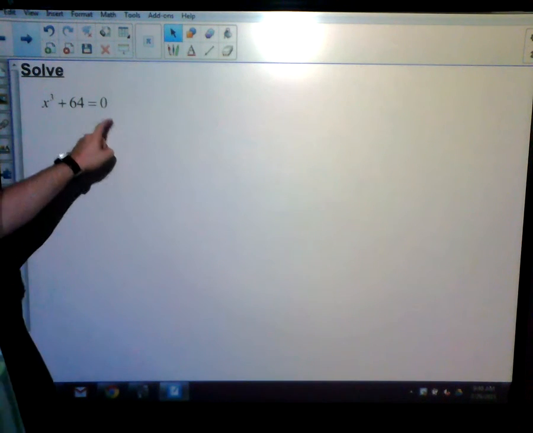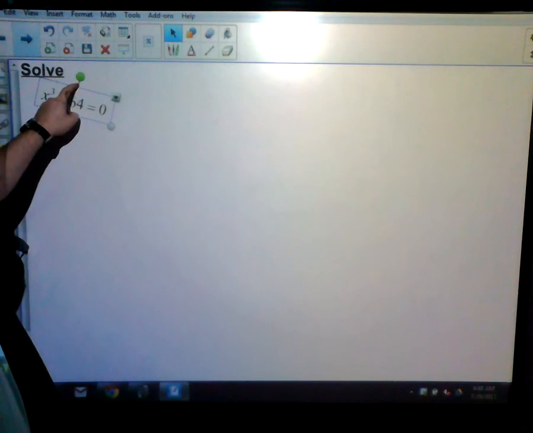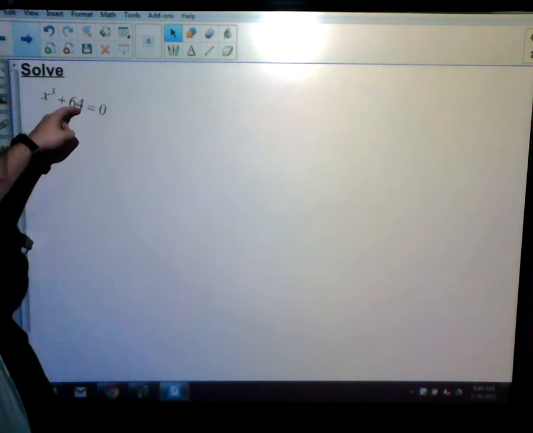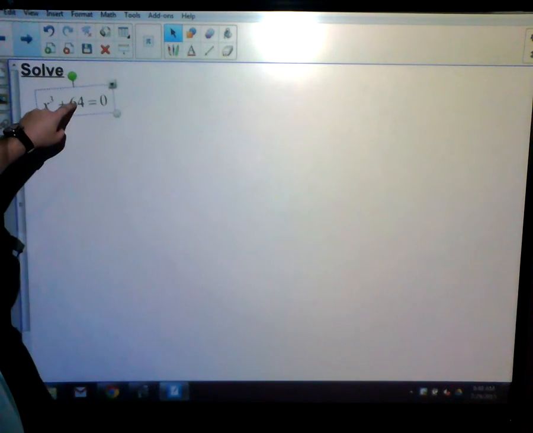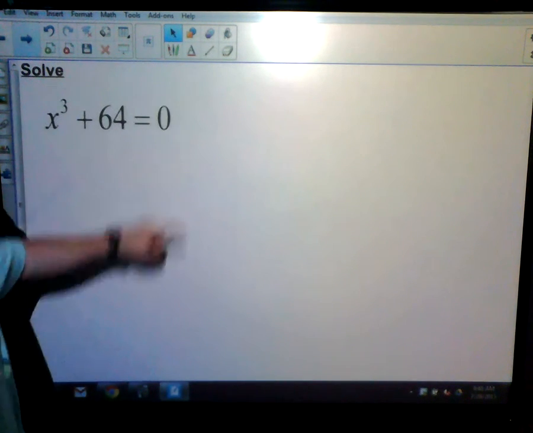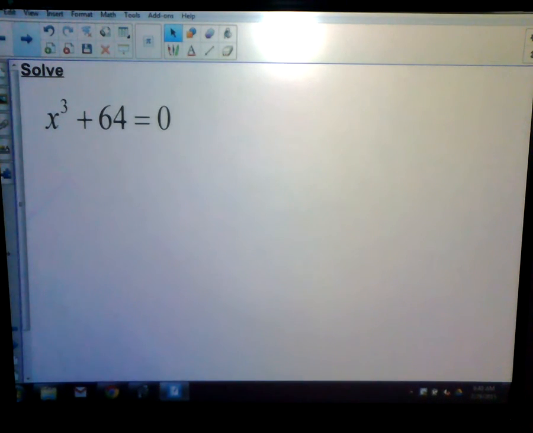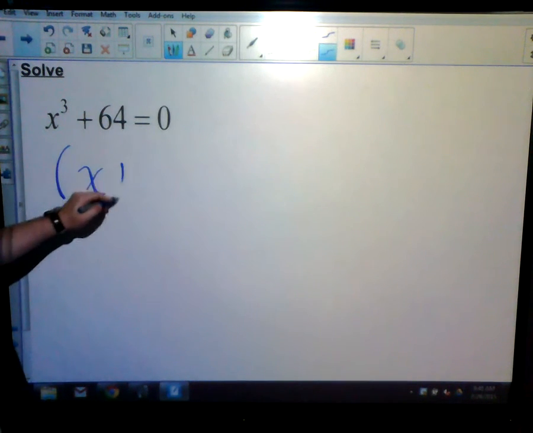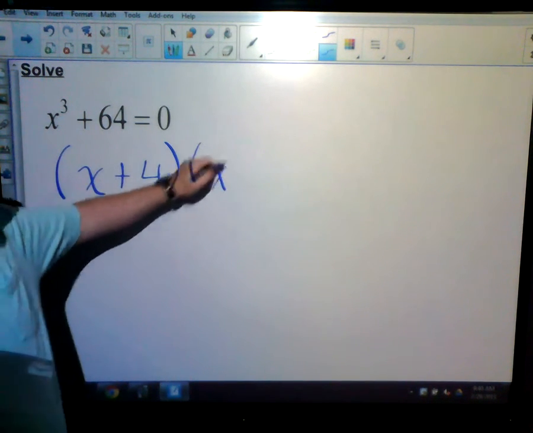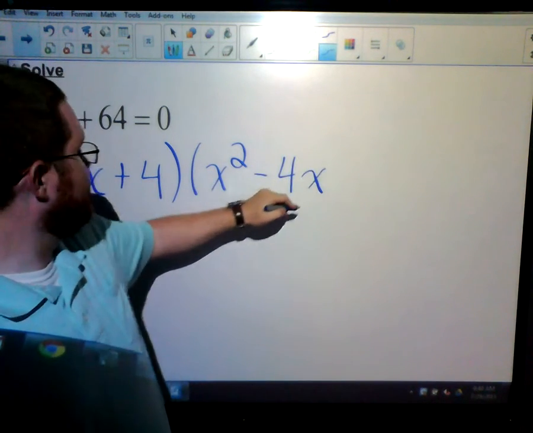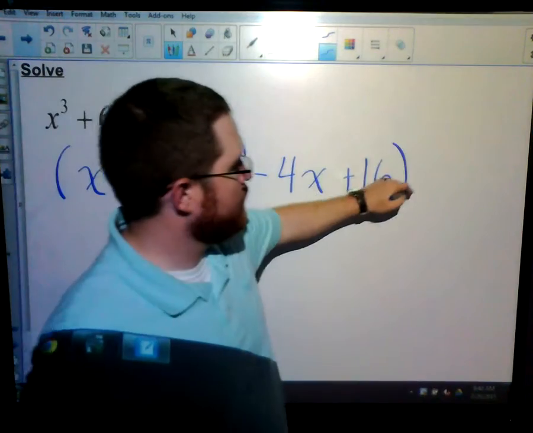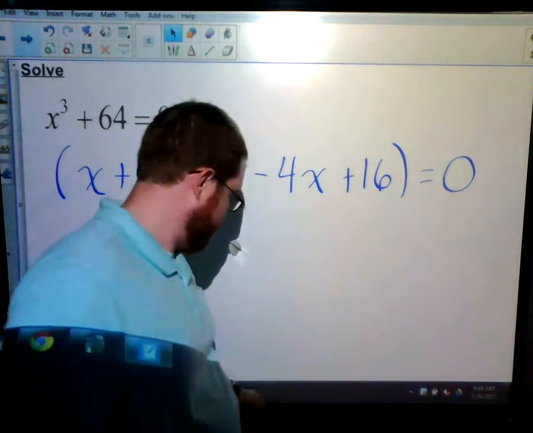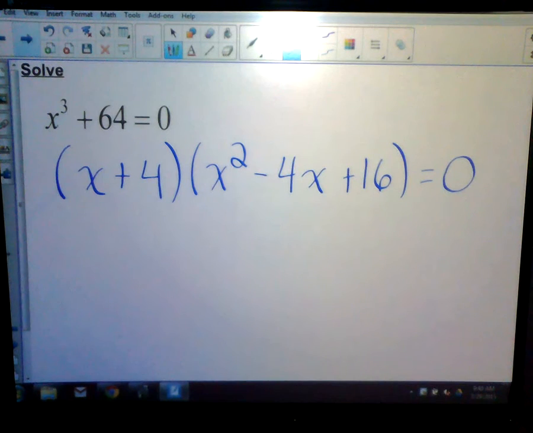Let's start off easy. X cubed plus 64 equals 0. Well, it's equal to 0, so that's good. Let's factor it. Perfect cubes. Take the cube root, square the first, multiply together and change the signs, and square the last. So now that I'm factored, let's solve. This is x equals -4.